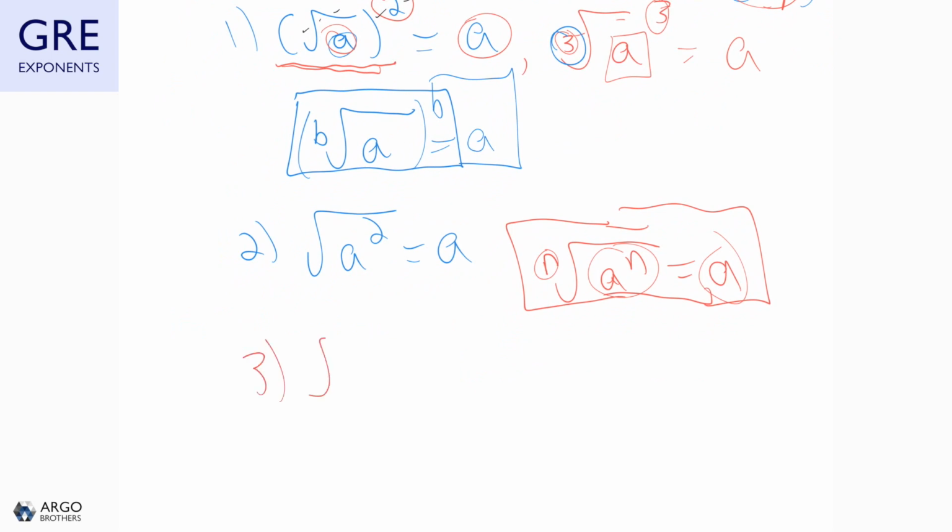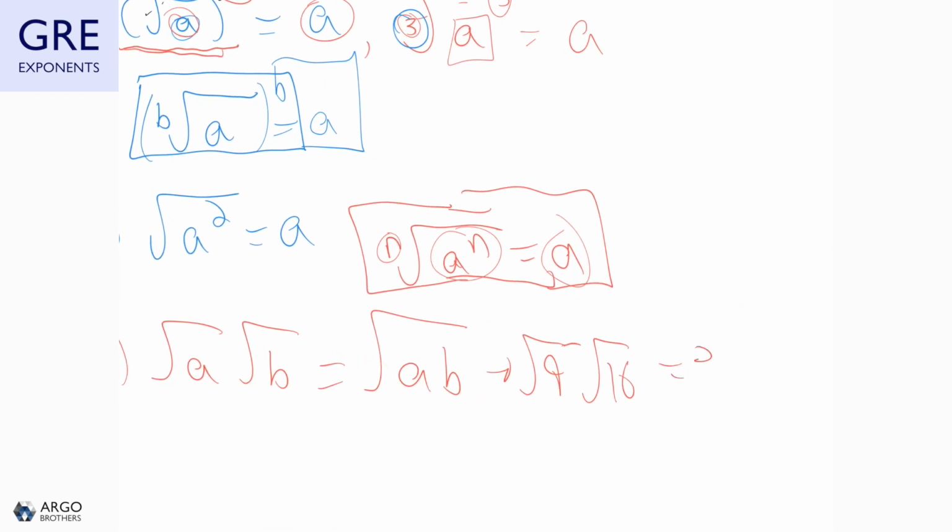Number 3, we have radical a times radical b. So what happens if we take the square roots of two numbers and multiply them? Then we get the square root of ab. An example of that would be the square root of 9 times the square root of 16. That would equal the square root of 9 times 16. And 9 times 16 equals 144. And the square root of 144 is 12.